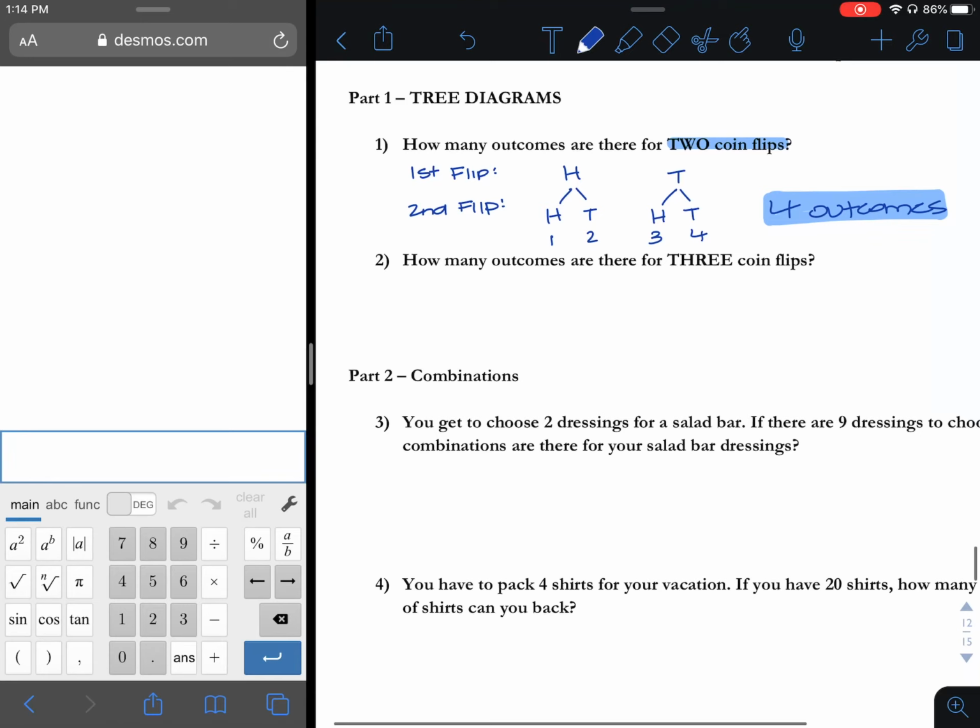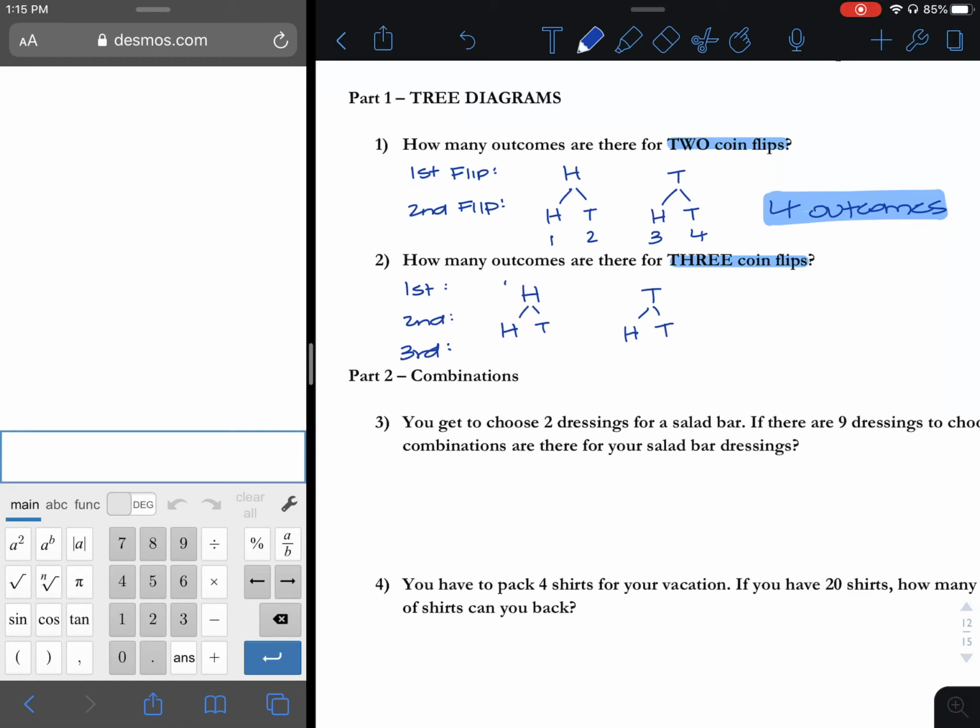Let's talk about number 2. How many outcomes are there in 3 coin flips? Let's talk about my first flip, my second, and my third. My first flip, similar to the first problem, I could have heads or I could have tails. Not sure which one. My second flip, I could have heads or tails if I got heads first, or if I got tails first, I could have heads or tails. Then again, my third flip.